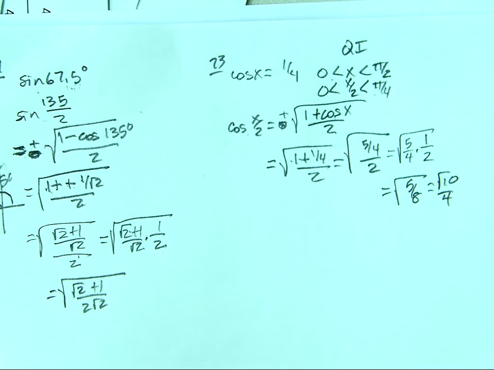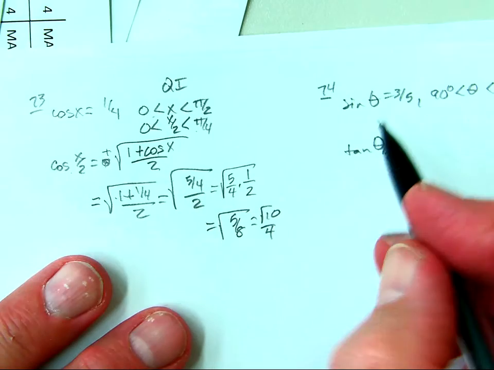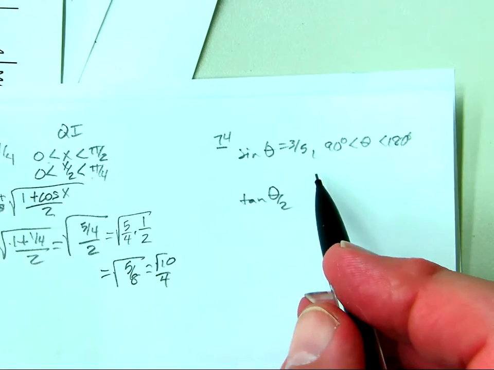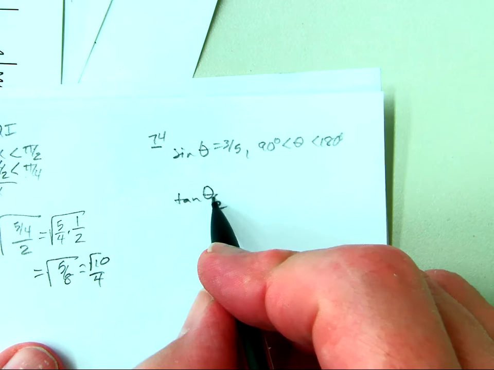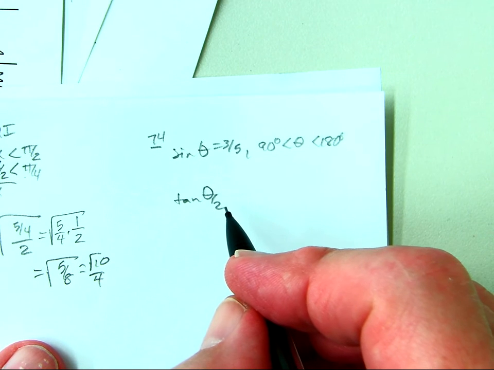Okay? 74 is similar to that. They gave us the sine of theta is 3/5. They told us theta is between 90 and 180. We're trying to find the tangent of theta over 2.